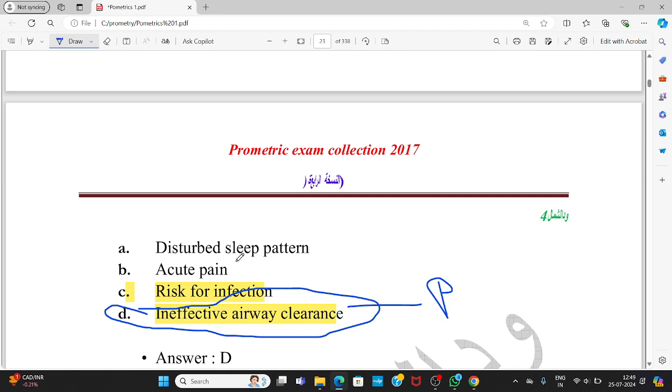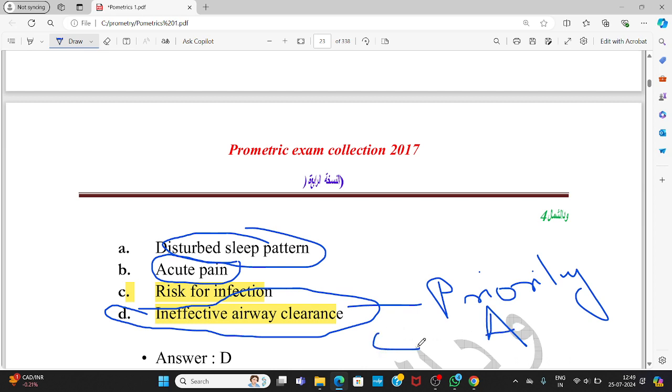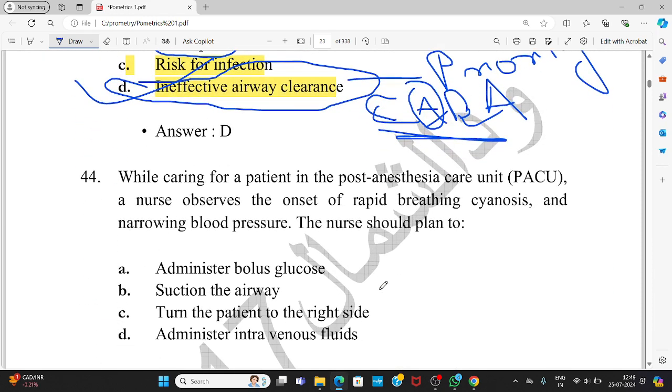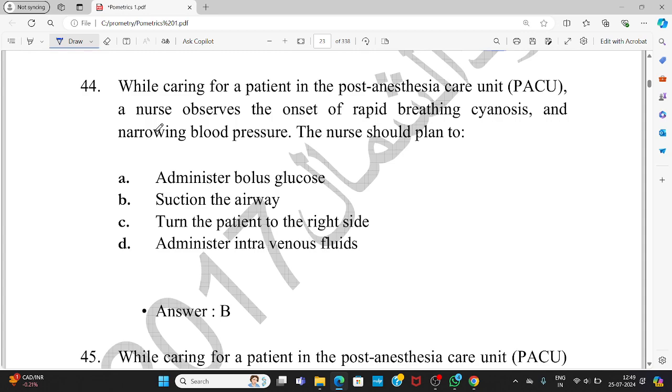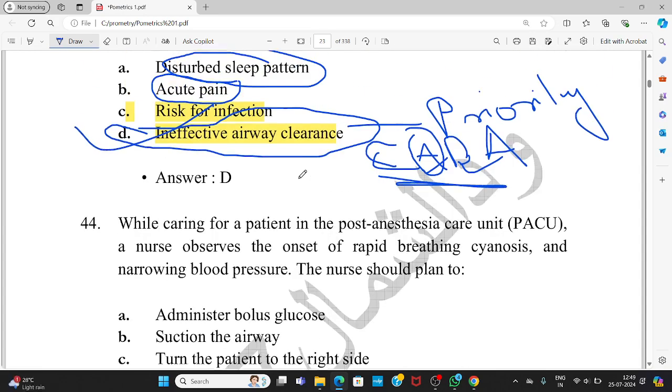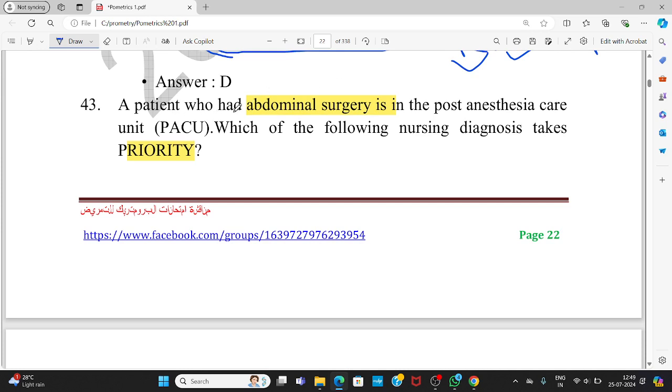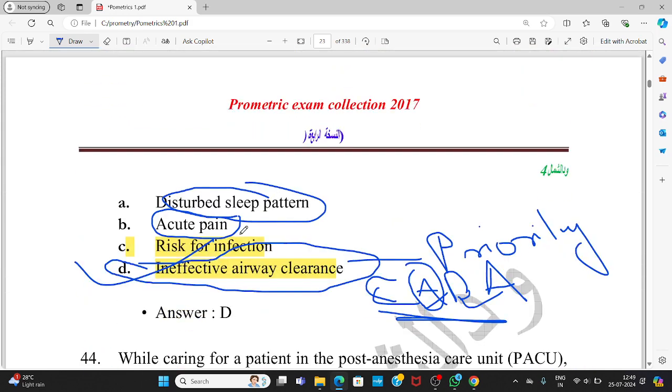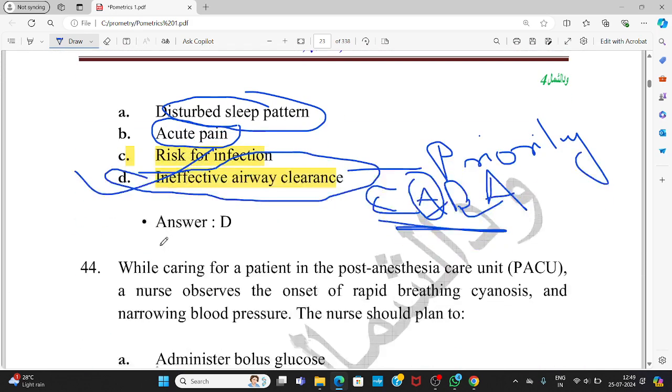Even we can consider acute pain, which this is also there. This can also be there, but airway clearance will be always the priority intervention because we go for CAB. So in this A comes. This is circulation, airway, and breathing. So this is the priority always. So ineffective airway clearance will always be the priority. While caring for the patient, especially they have in this question, they have said the patient is in PACU, that is post anesthetic care unit, and it is, which means it is immediately after the surgery. So you should always understand that ineffective airway clearance will come as the priority.